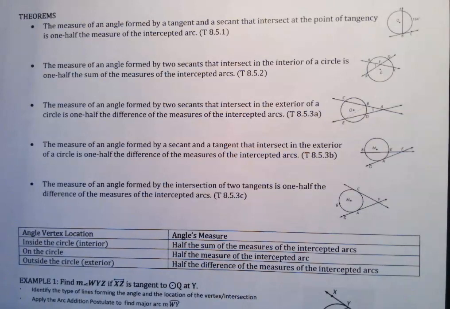The measure of an angle formed by a tangent and a secant. So if we look at the diagram over there, which one of those is the tangent? Is it BC or is it AB? The one at the bottom. Okay, so this is the tangent, which means that the secant is the AB. Remember, the tangent touches the circle. The secant is the line that goes through the circle, anywhere through the circle.